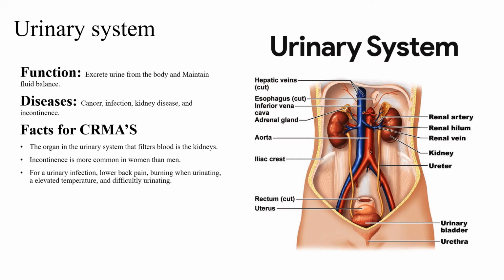Then we have the urinary system. Function: excrete urine from the body and maintain fluid balance. Diseases: cancer, infection, kidney disease, and incontinence. Facts for CRMA. The organ in the urinary system that filters blood is the kidneys. Incontinence is more common in women than men. Signs of a urinary infection: lower back pain, burning when urinating, elevated temperature, and difficulty urinating.